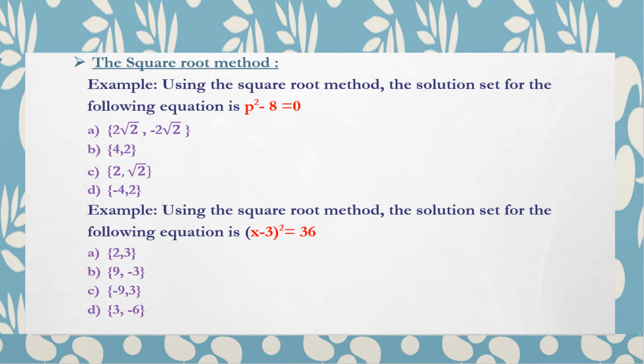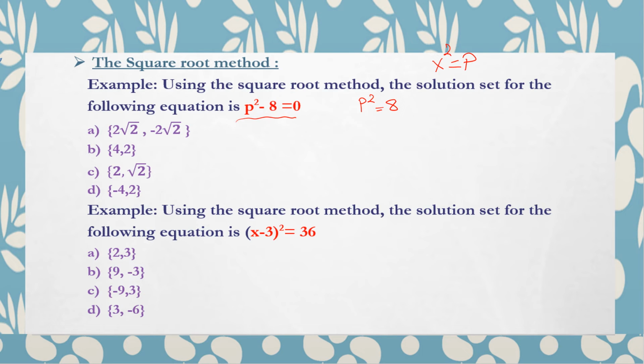Using the square root method, solve the following examples. Example, using the square root method, the solution set for the following equation, p squared minus 8 equals 0. First, we have to make p squared equals 8, or x squared equals b, which is the standard form of the square root method.